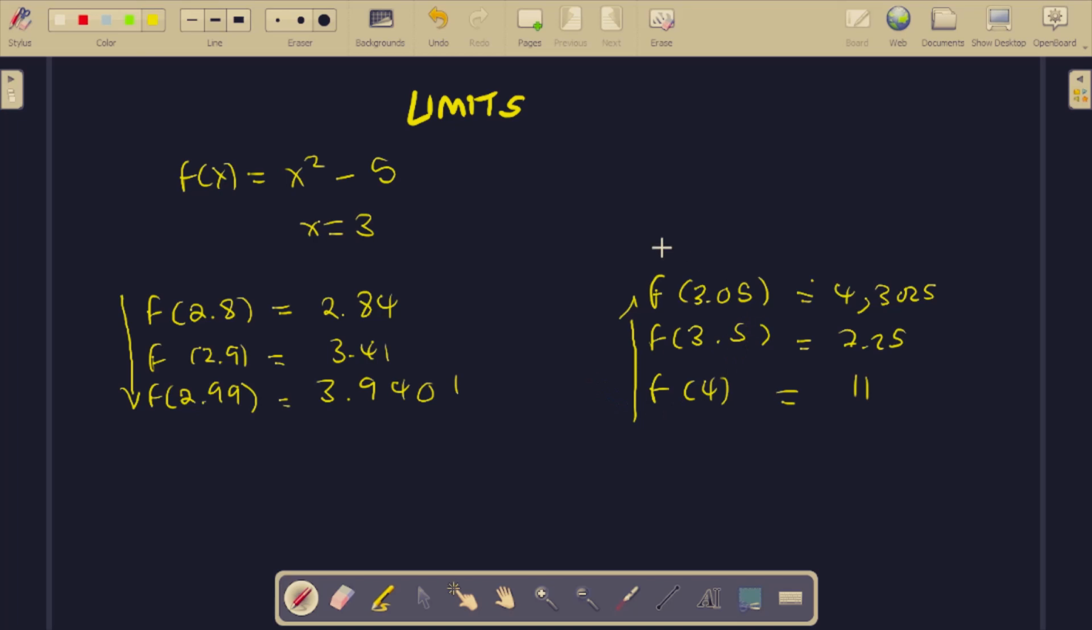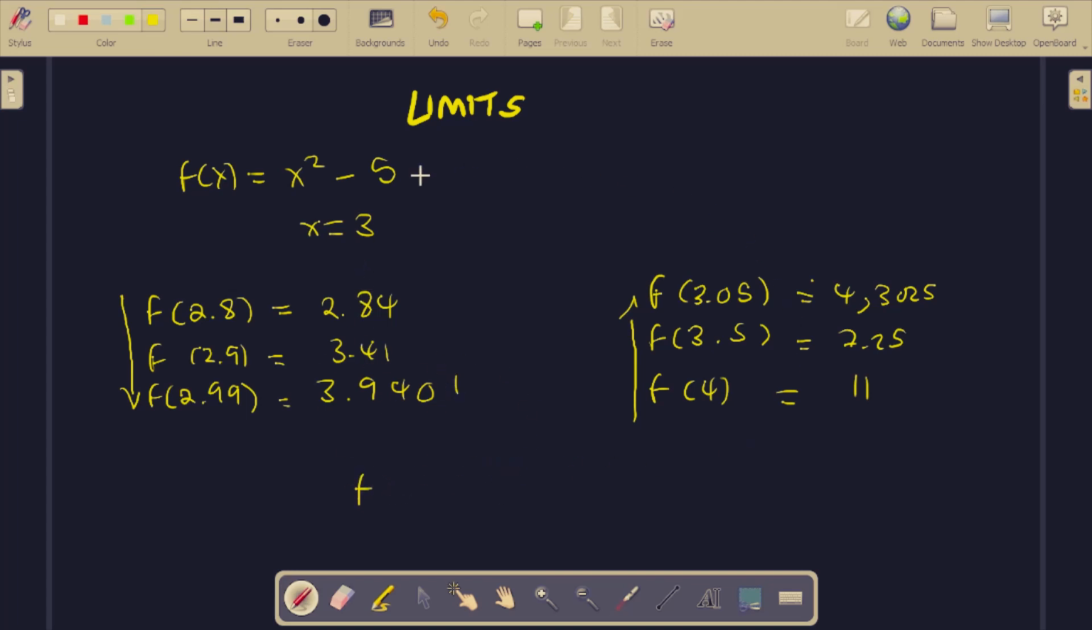Now if you carefully look at what we have here, we are trying to approach a certain value, and that value is going to be 4. That value 4 is going to be the limit of the function f of x as we try to approach 3 on either side. All right, now that is what a limit is. Let me just write that down.